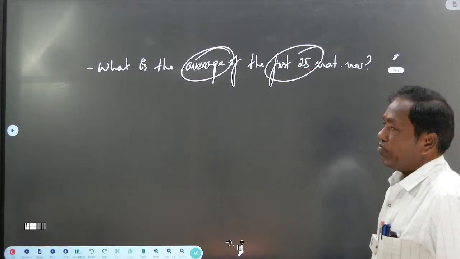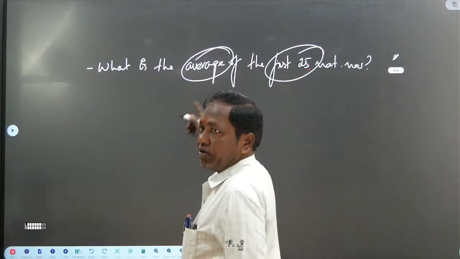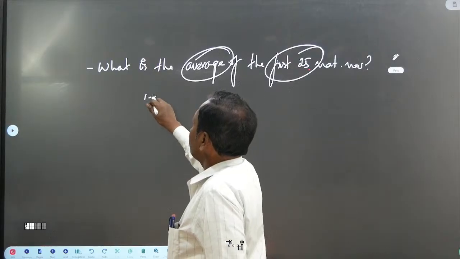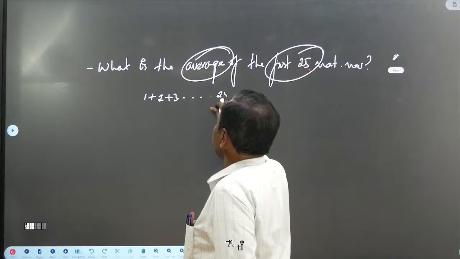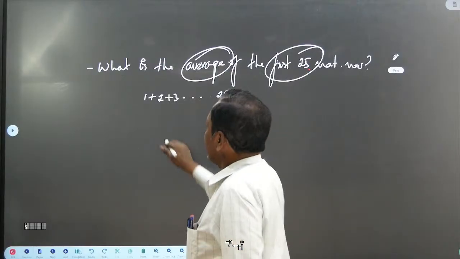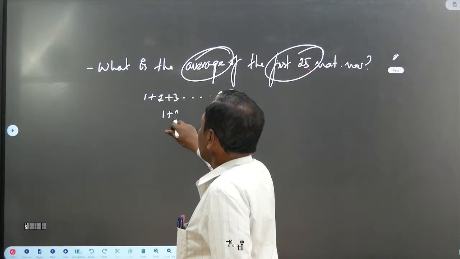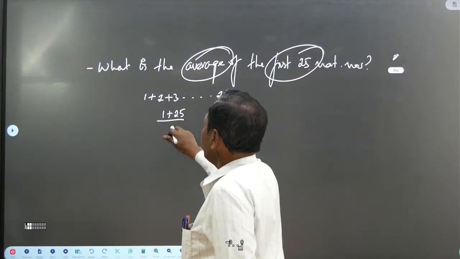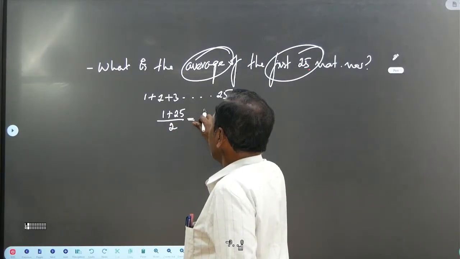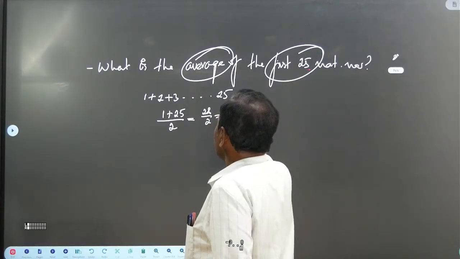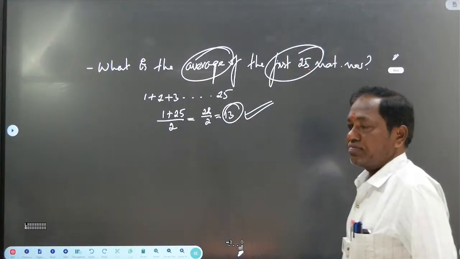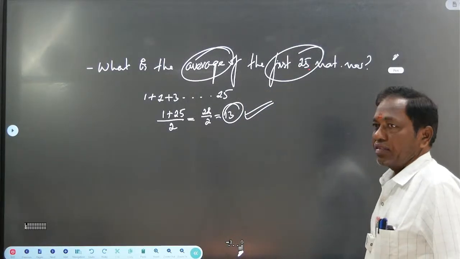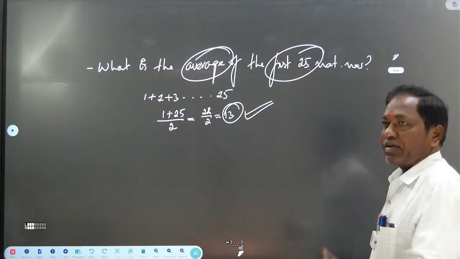Yes, if you write 1 to 25, it means the first 25 numbers, like 1 plus 2 plus 3 up to 25, right? This is the equation written. And then 1 plus 25 by 2. It means 26 by 2, that is 13, is the average. 13 is the average. Even if you have everything, it will come like that only.